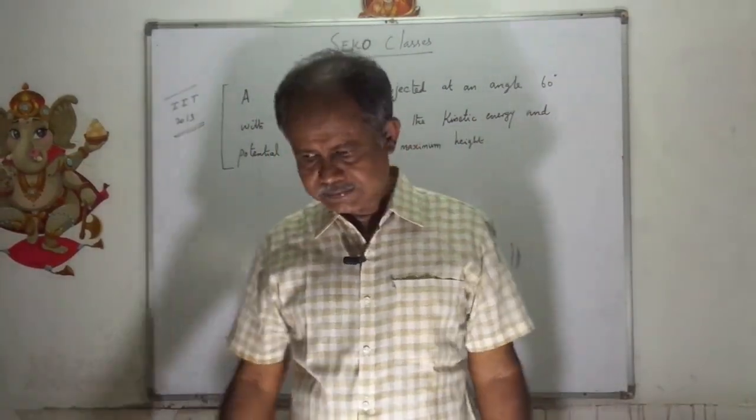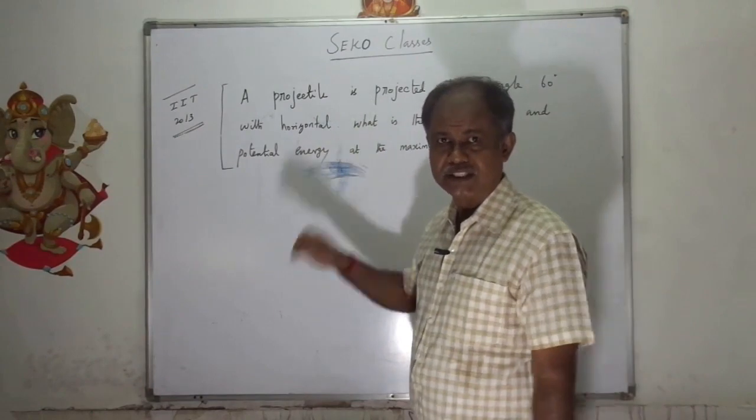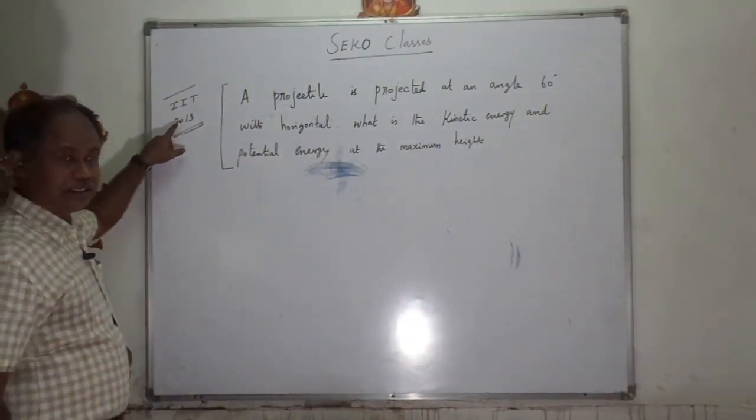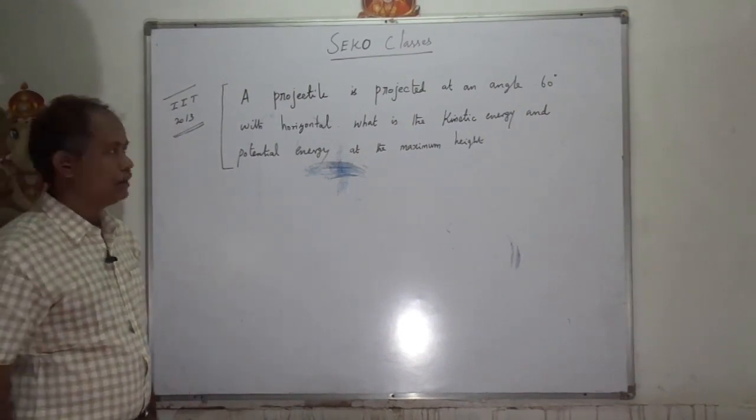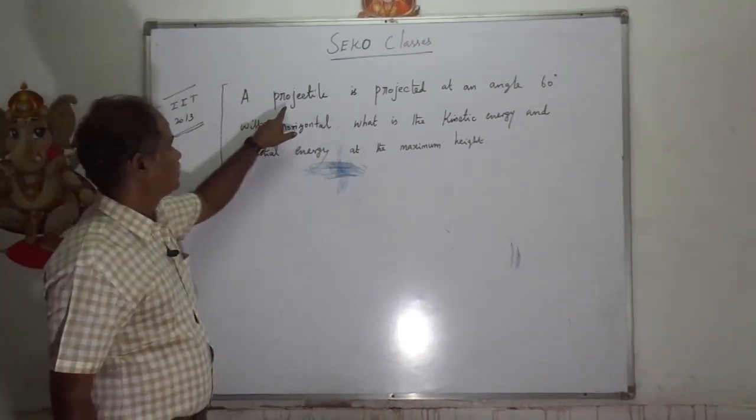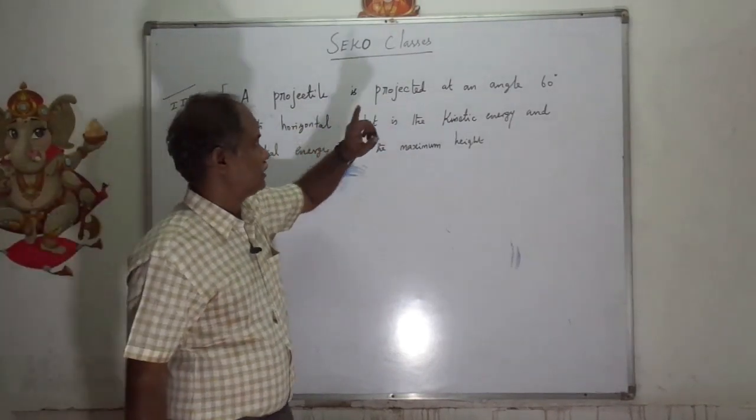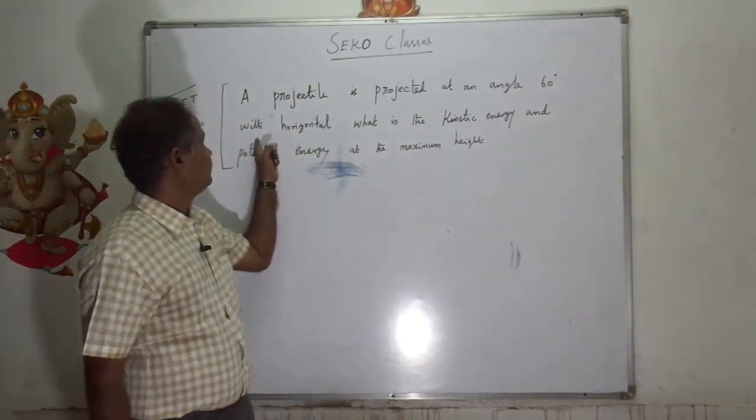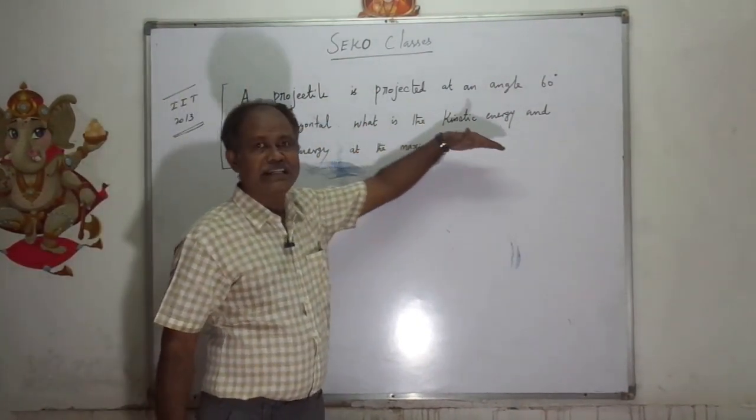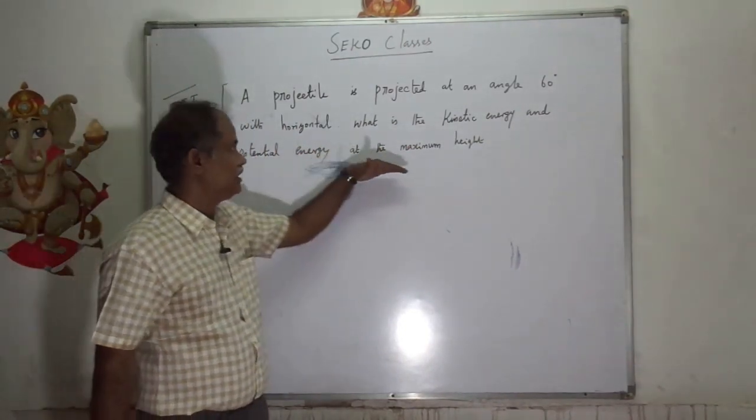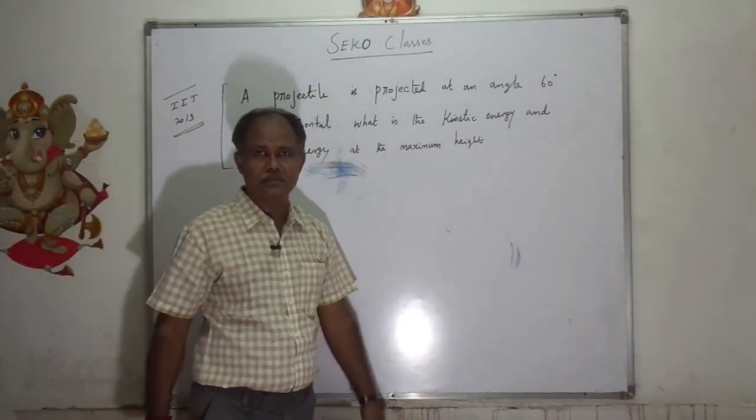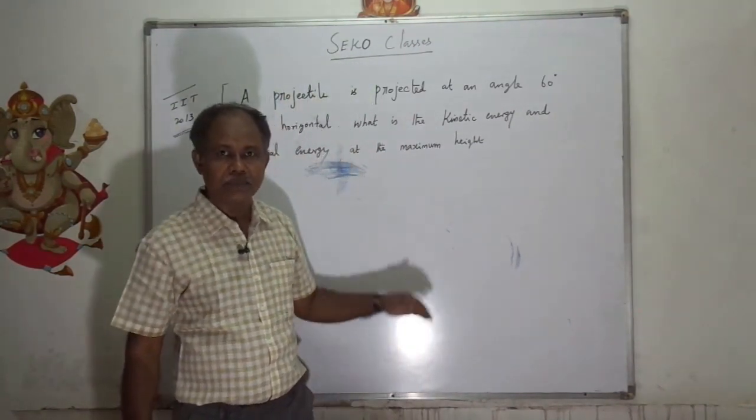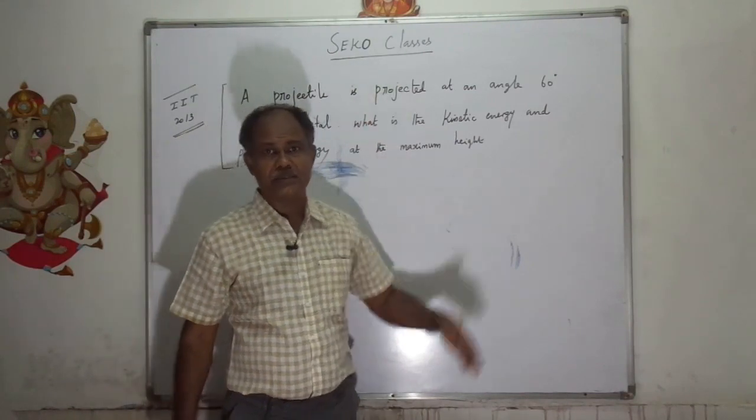Today we are going to discuss a projectile. The question was asked in 2013 in IIT. The projectile is projected at an angle of 60 degrees with the horizontal. What are the kinetic energy and potential energy at the maximum height? They asked to find the value of kinetic energy as well as potential energy at its maximum height only.